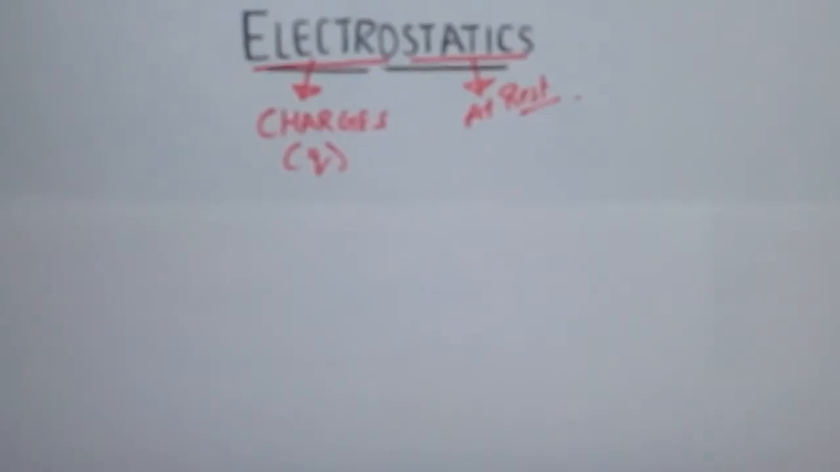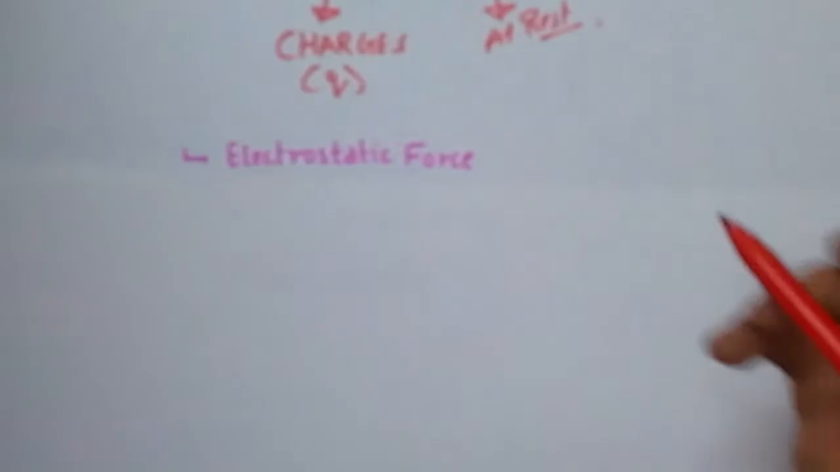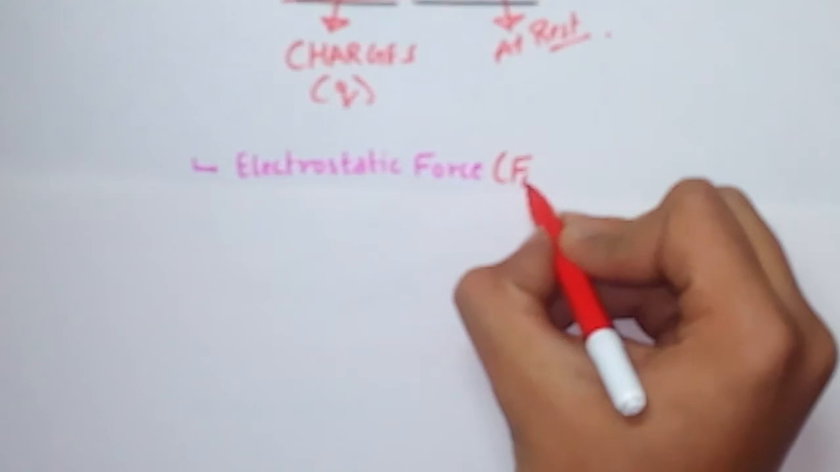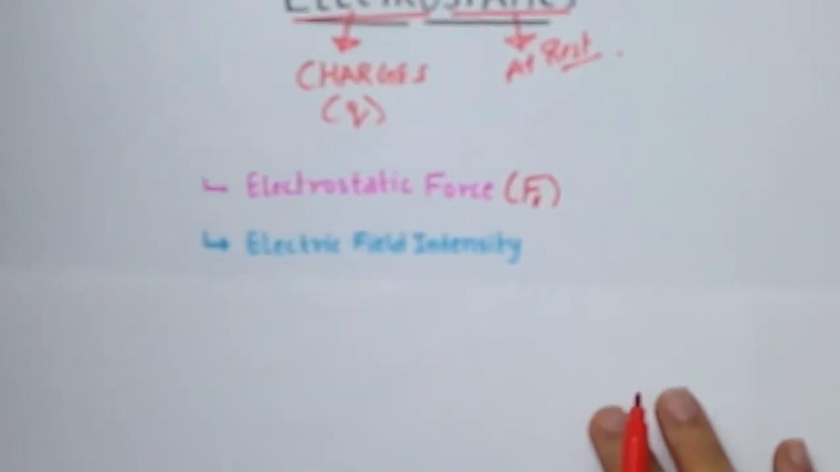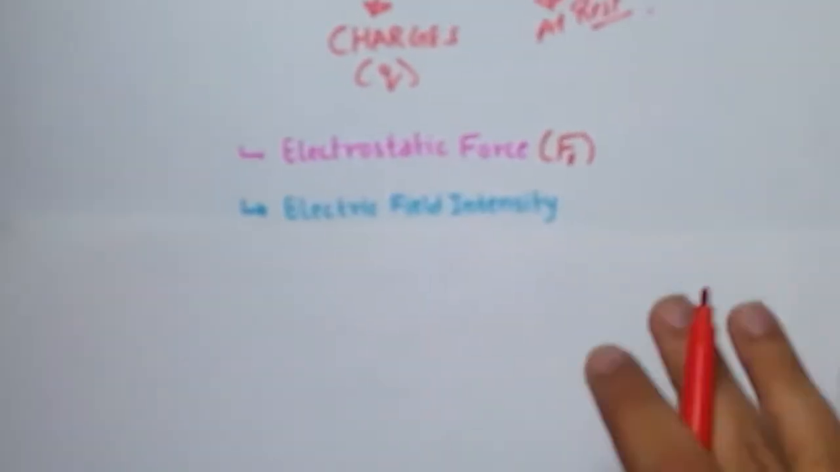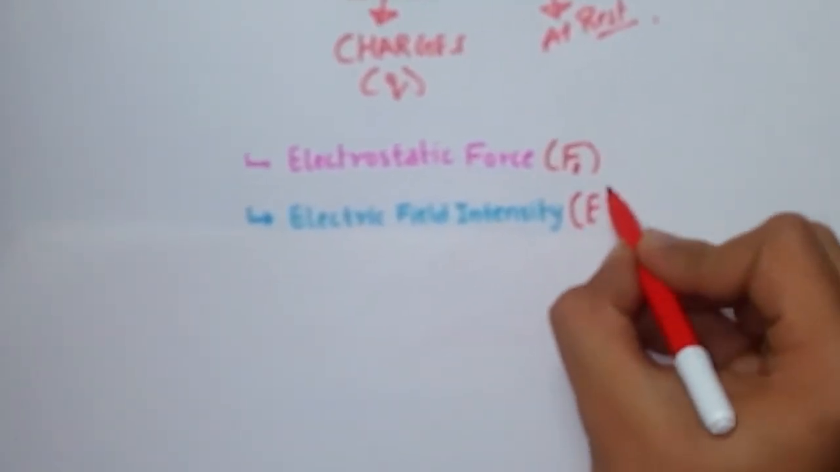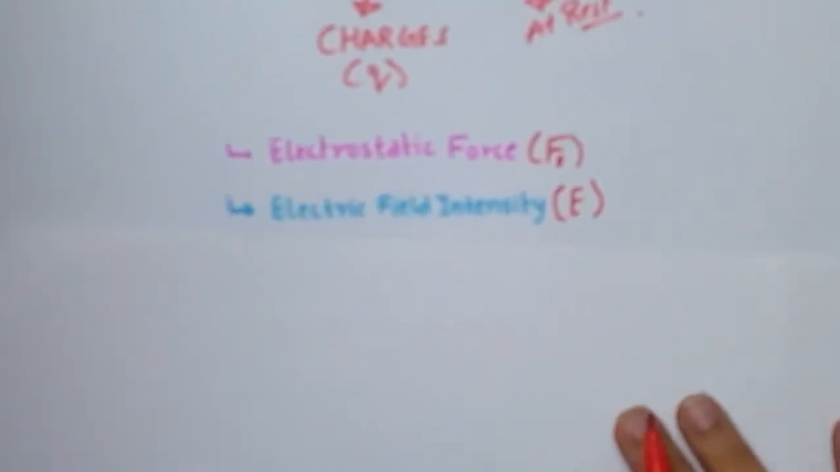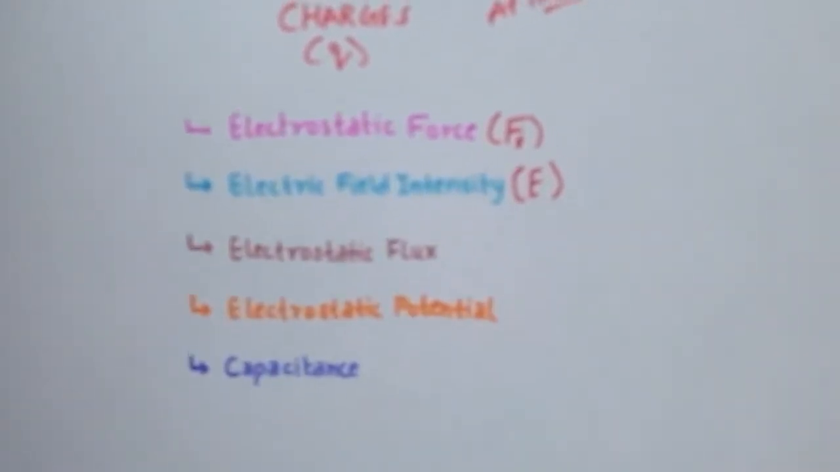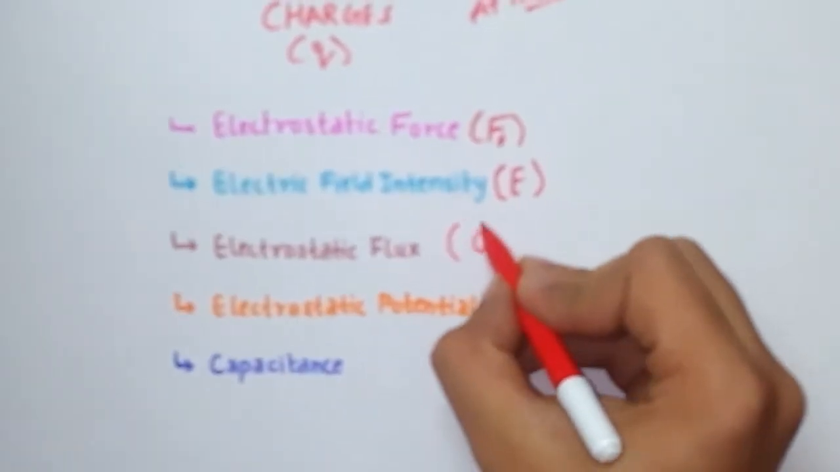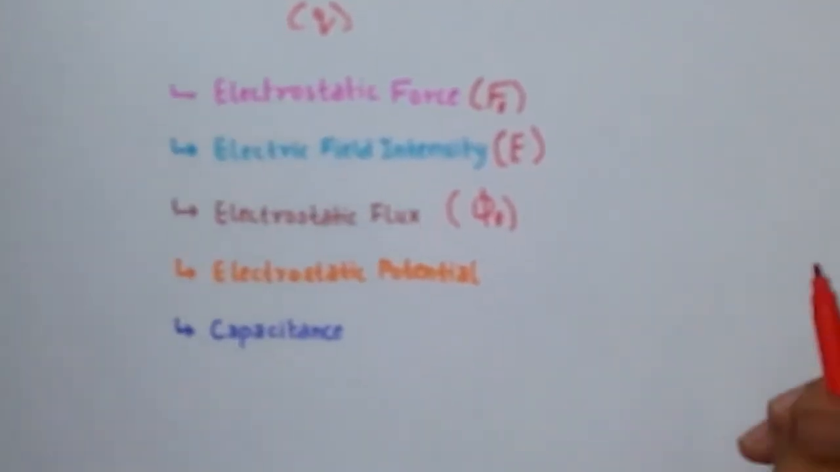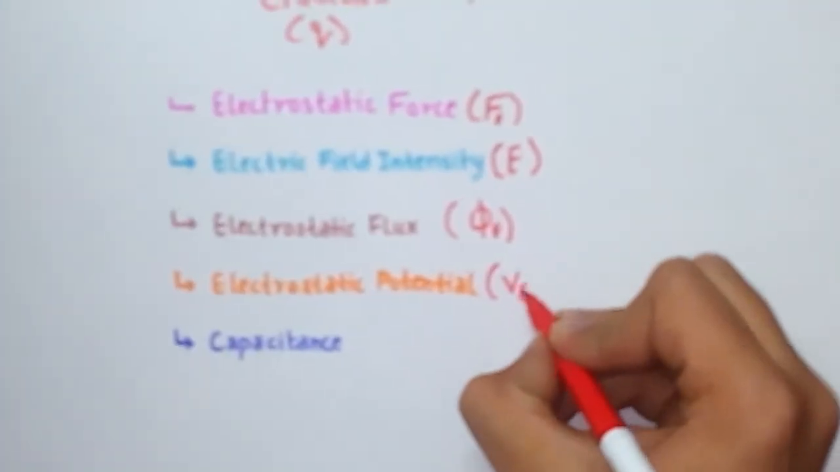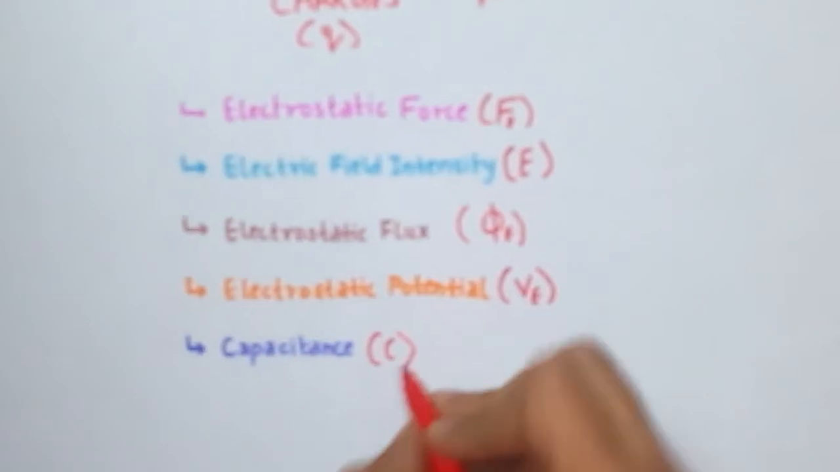In electrostatics, we will try to understand five basic terms. Electrostatic force, which I will denote as F sub E. The second term would be electric field intensity, which I will denote as E. The third term would be electrostatic flux, which I will denote as phi sub E. The next two terms will be electrostatic potential and capacitance, which would be denoted as V sub E and capital C.